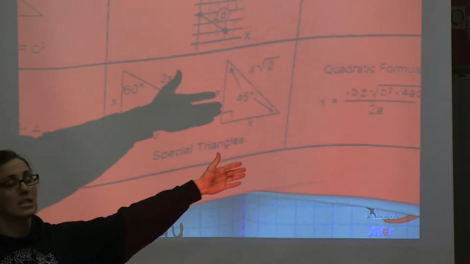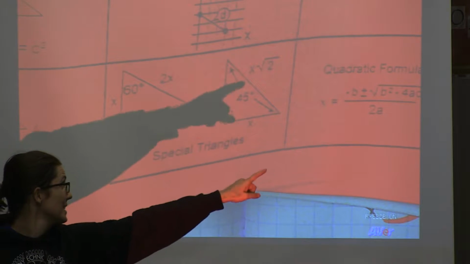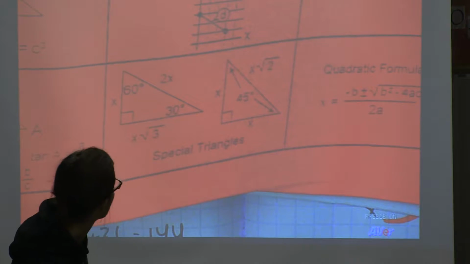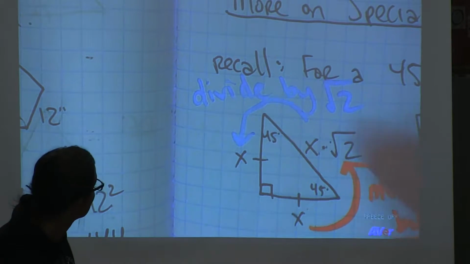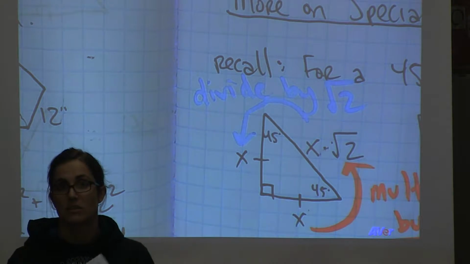So again, here we see on the 45, 45, 90 triangle, the legs are the same, and to get to the hypotenuse, I multiply by the square root of 2. In fact, if this notation helps you, I would add that to my workbook.